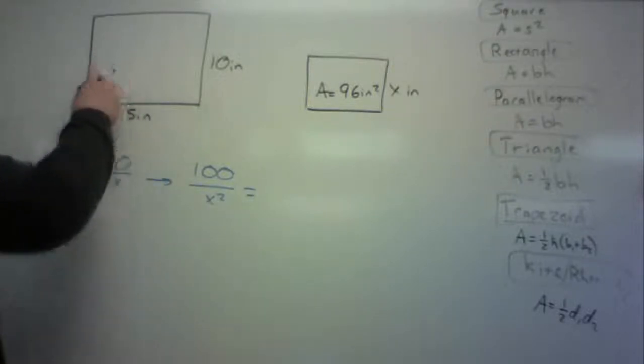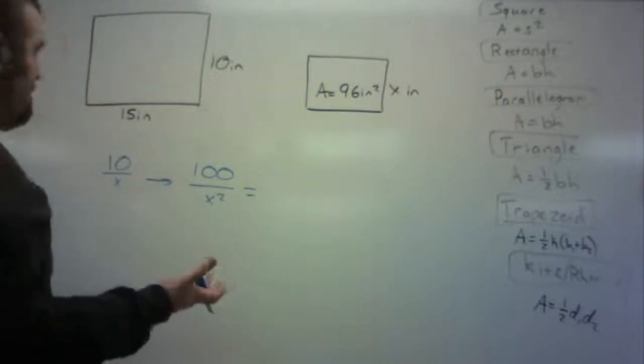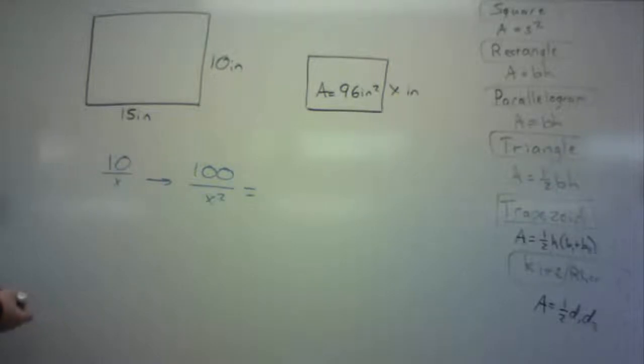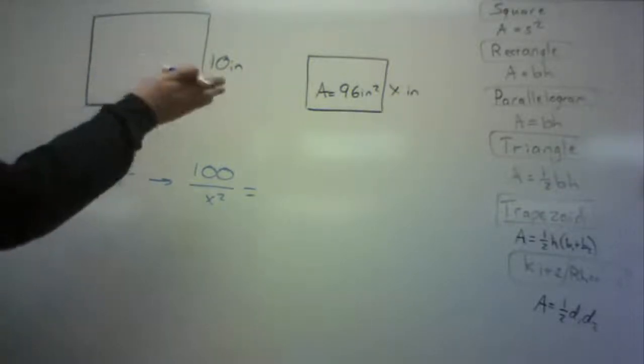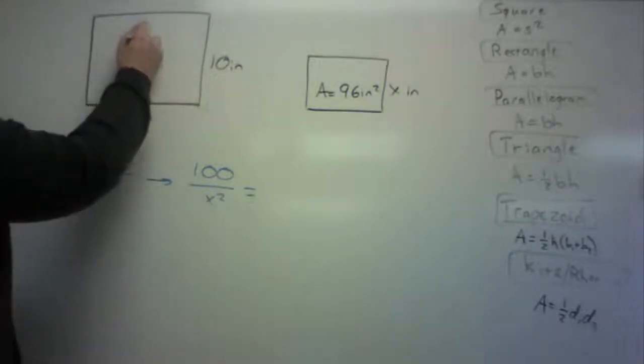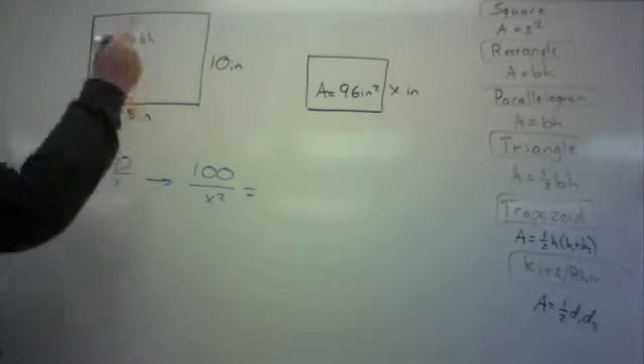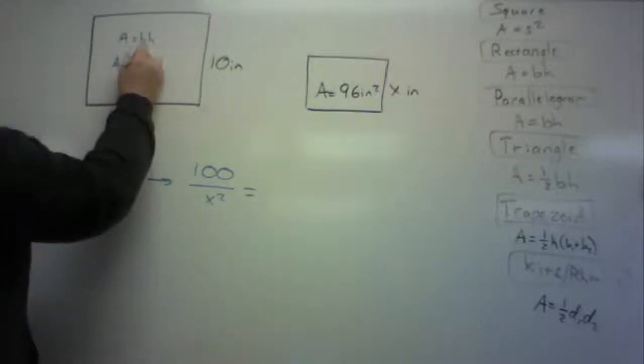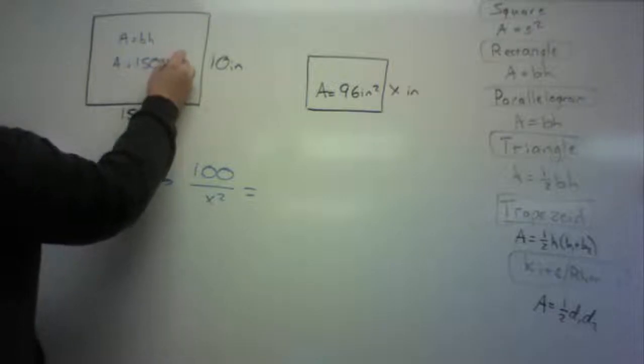But this area, it's a rectangle. It's the large rectangular pan. So area equals base times height. The base is 15, the height is 10, so the area is 150 inches squared.